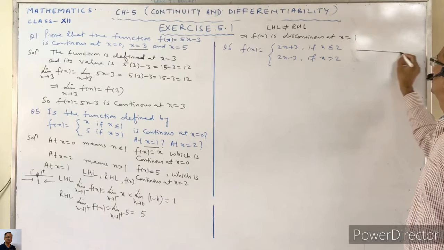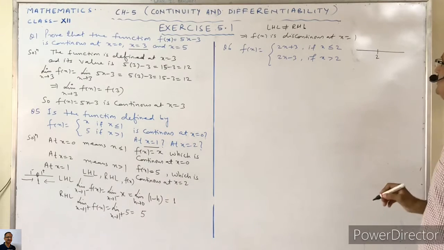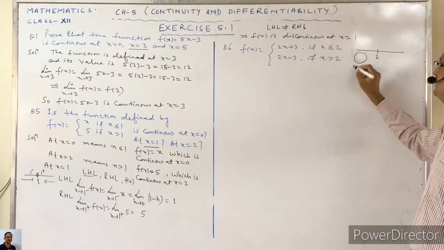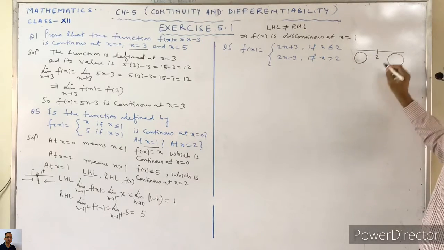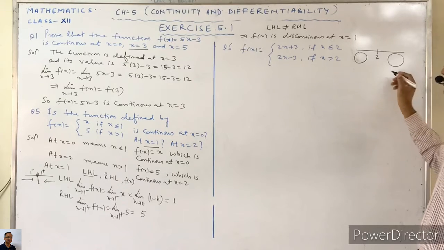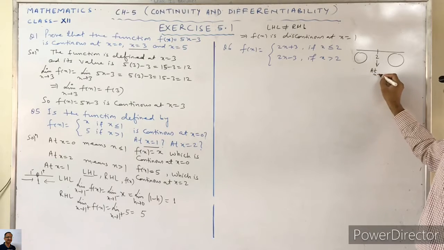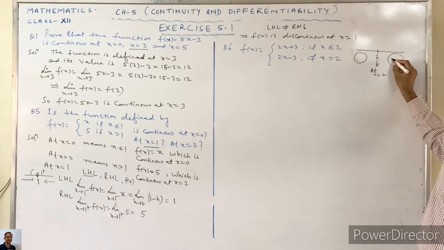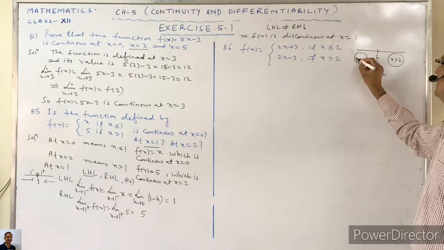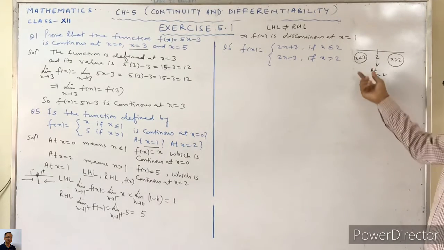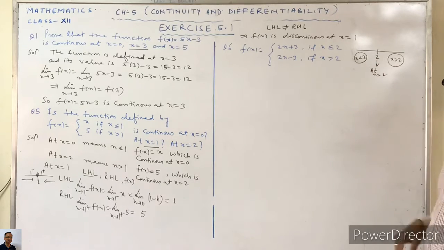It means the real number line is divided into 3 parts. Left of 2 means less than 2, right of 2 means greater than 2, and at 2. This is at x equal to 2. This is when x is greater than 2, this is when x is less than 2. So these are the 3 partitions of this number line, and we will check for these 3.